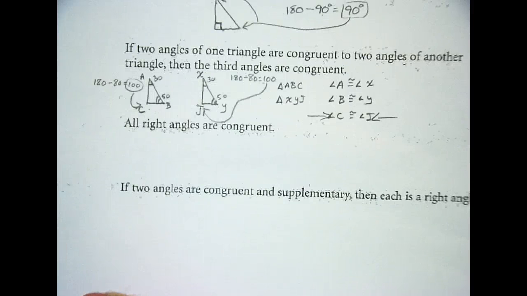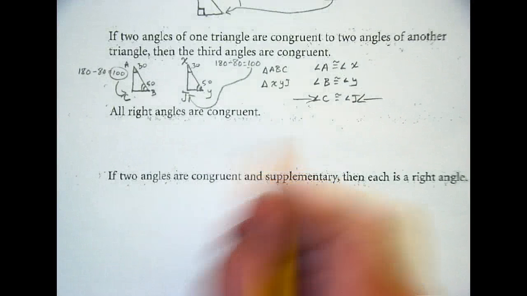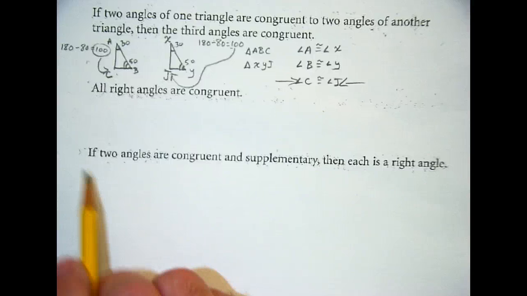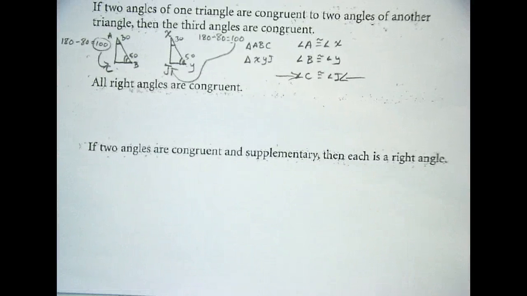4.6, I'm not going to go into great detail, but all right angles are congruent. Now, that may seem obvious, but we've got to use that statement. Okay, and 4.7, if two angles are congruent and supplementary, then each is a right angle.